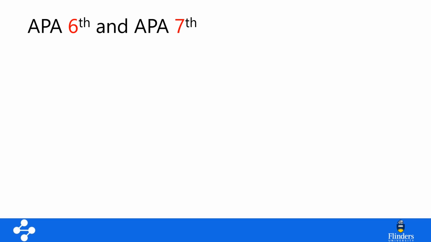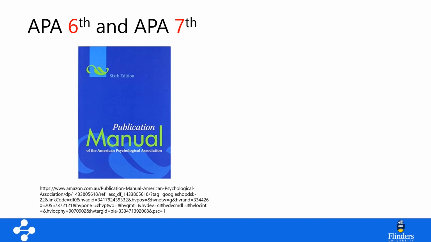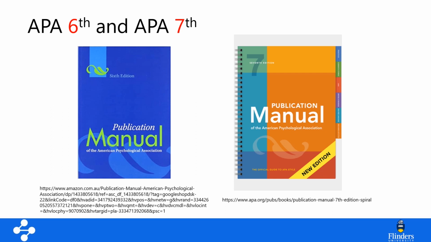Note that it is a common practice for referencing styles to be updated from time to time. In the case of APA, the most recent update is APA 7th, which refers to the 7th edition of the APA manual released in October 2019. On the left is the APA 6th edition, while on the right is the 7th edition.